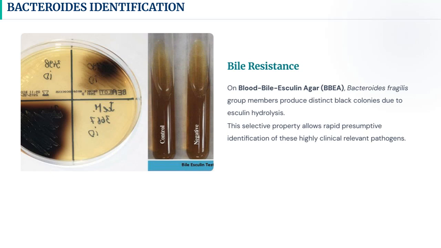Let's talk about identifying Bacteroides, a group of bacteria that are really important in clinical settings. We use a special medium called Bacteroides bile esculin agar, or BBE for short.